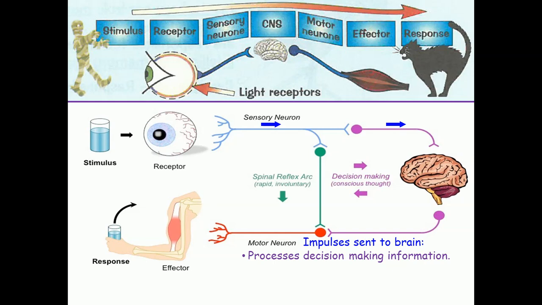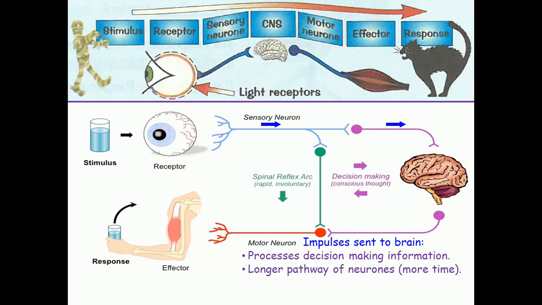So for instance here, the stimulus is you see some water. You're using receptor cells in your eye to detect it. That information is then transmitted through electrical impulse through the sensory neuron, but this time it is going to the brain because you're processing that information to make a decision.